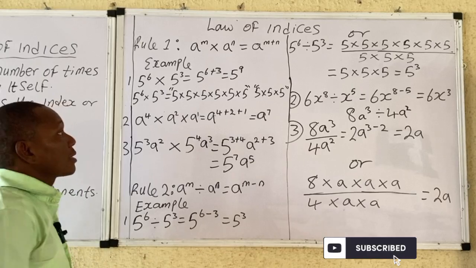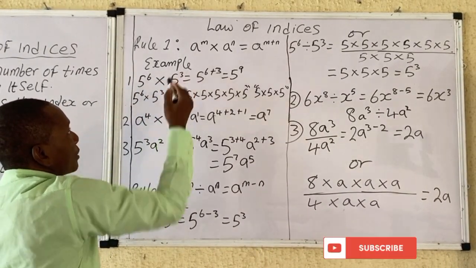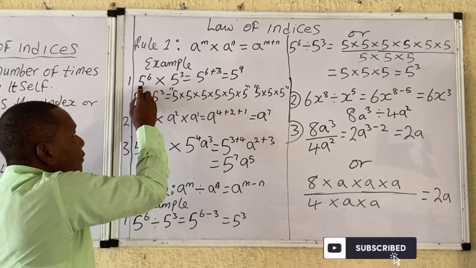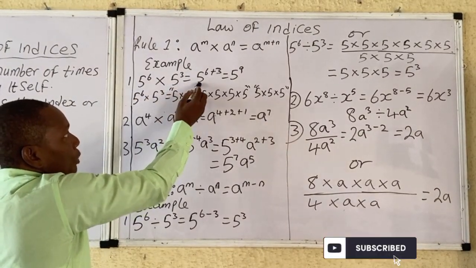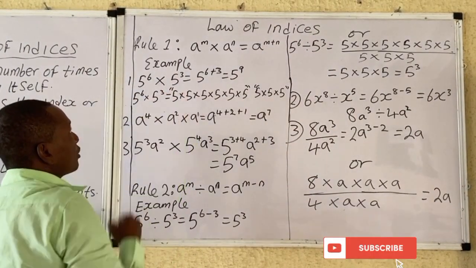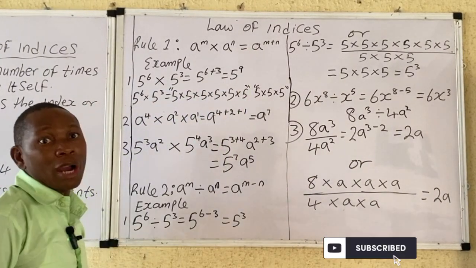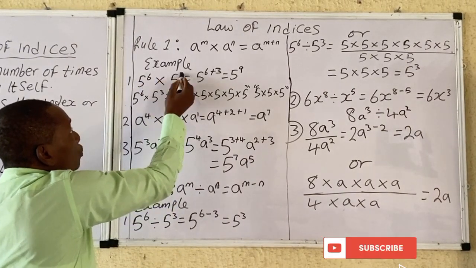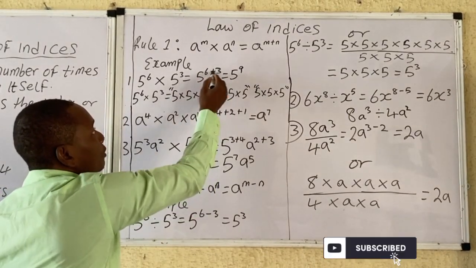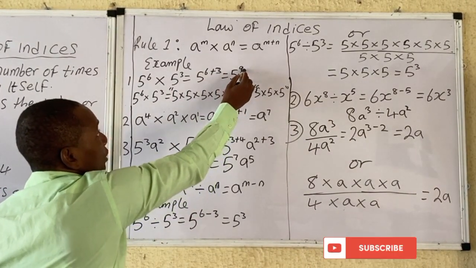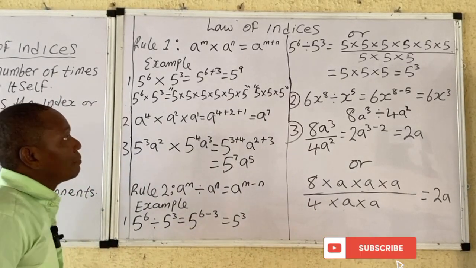Let's just take a look at this simple example. Now, 5 raised to the power 6 times 5 raised to the power 3. In this case, 5 is the base, 6 is the power or index. So, since both bases are the same thing, I'll pick one of the bases. And since it's multiplication, according to the law, you add the powers or the index. So I'll add the two powers together. So 6 plus 3, which is what we have here. And 6 plus 3 is actually what? 9. So it means 5 raised to the power what? 9.